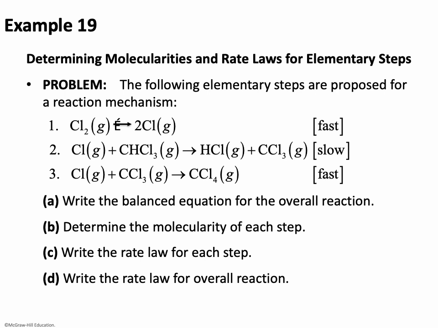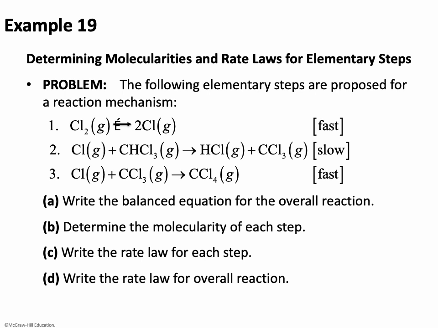An example question could look like this. The following elementary reactions are proposed for a reaction mechanism. This is fast, this is the slow step, this is the fast step again. Write the balanced equation for the overall reaction. We simply add all the 3 reactions. Adding simply means I would write all the reactants on one side, all the products on the other side, and cancel the same reactants and products that are present on both sides of the arrow. That would give us the overall reaction.